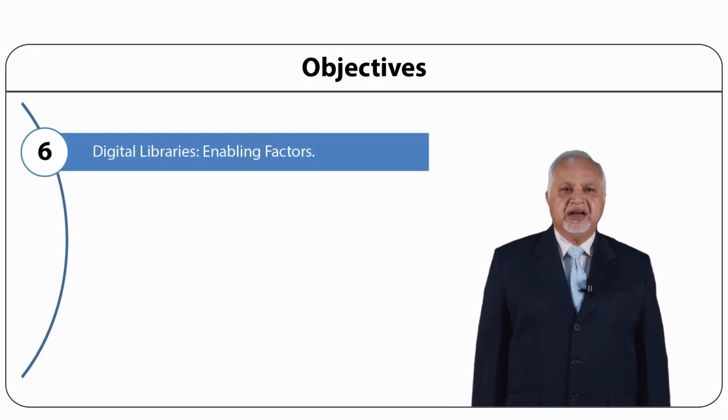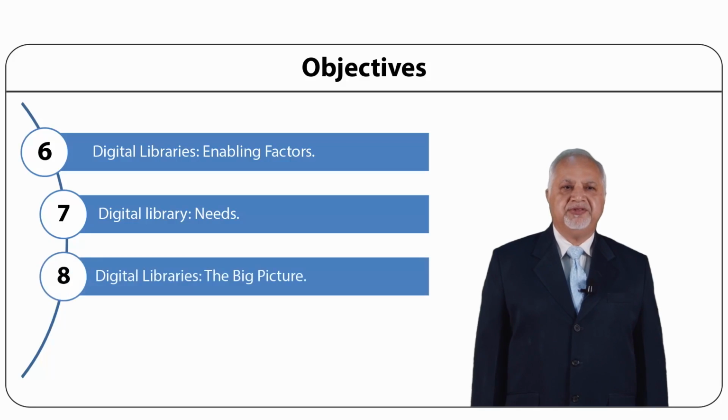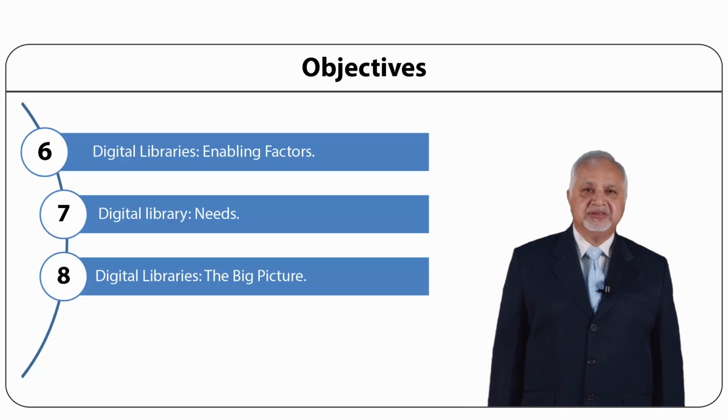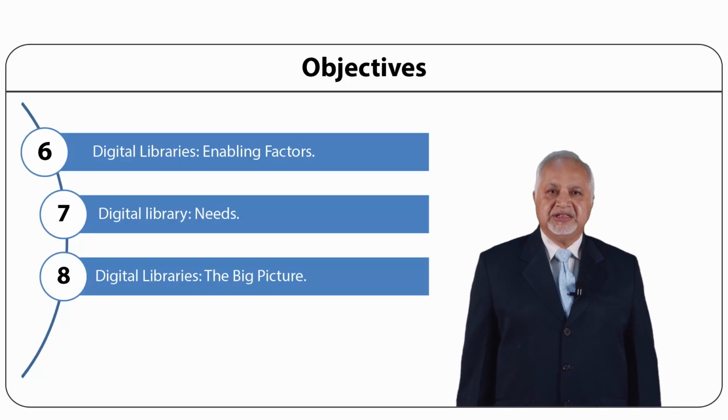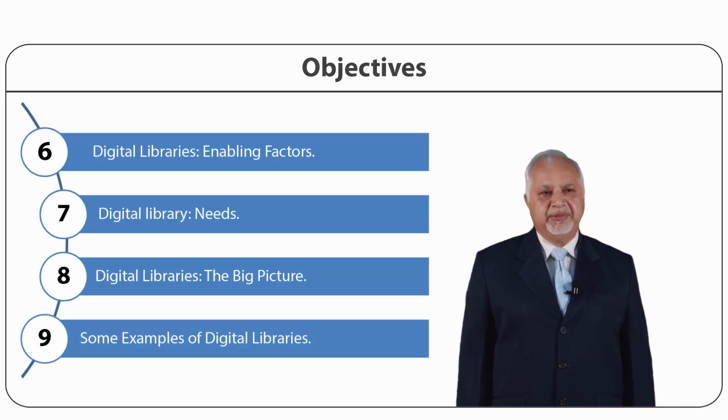Technological factors that are considered as enablers to digital libraries. Need and purpose of digital library. The big picture of digital library with important components like network, like computers, like digital collections that it holds, and other technologies that support digital libraries. Finally, examples of commercial, non-commercial, open access and federated digital libraries would be given in this module.